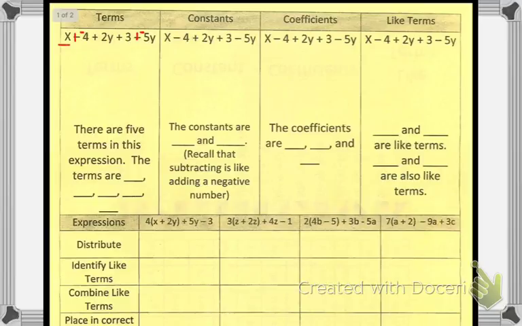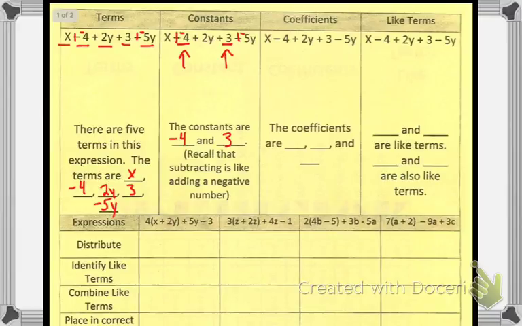Okay, so in this expression we have 5 terms. The terms are x, -4, 2y, 3, and not 5y, but -5y. Don't forget the negative sign. Okay, our constants here are our numbers that have no exponent. So remember, we've got to slash slash, so that's not 4, but -4 and 3 would be our constants in this expression.